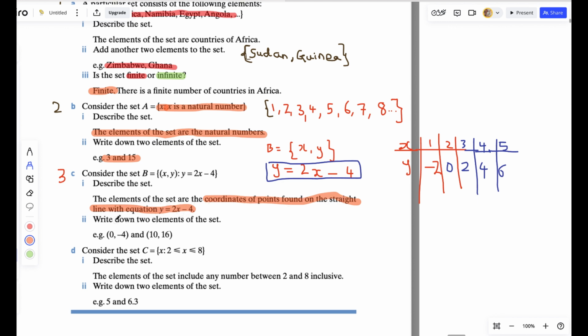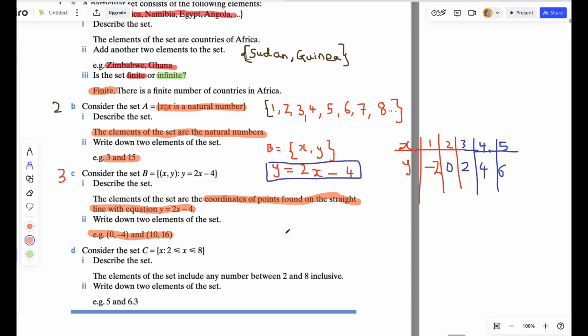If they say write down 2 elements of the set, you can write (1, -2), (2, 0), (3, 2), (4, 4), (5, 6), and so on. It's up to you, whatever you want to choose. But once you choose a number for x, you have to find the corresponding value of y. You can choose any 2, but they must be explicitly tested with this equation.